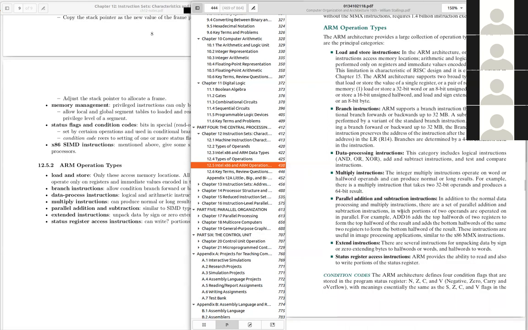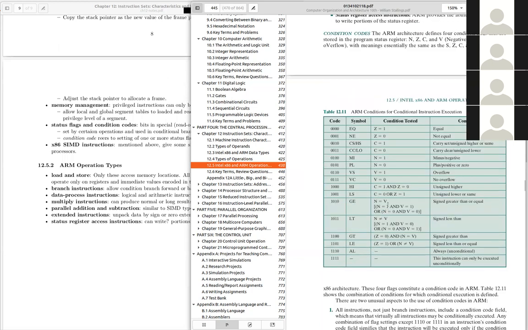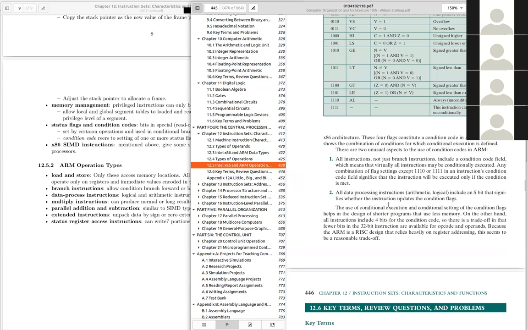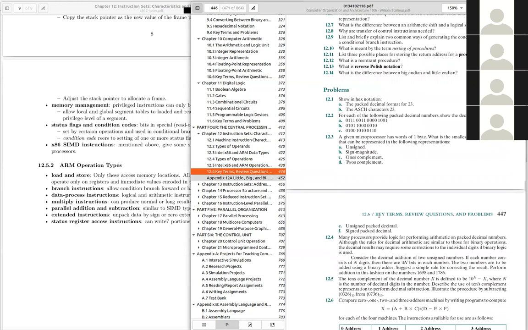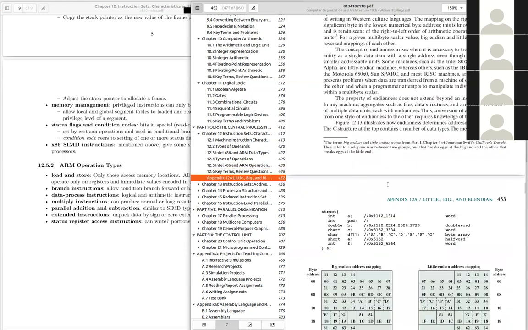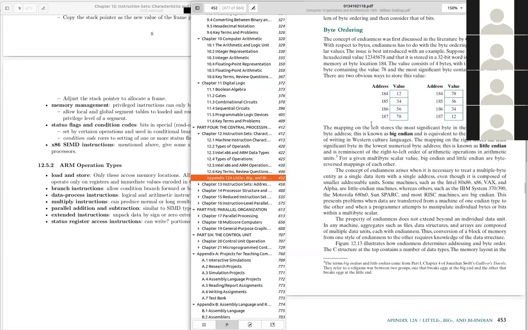So I didn't have a lot to add on about the ARM operation types. It also has condition codes, a lot of similar ones, so Z, zero, and carry, and things like that. And you probably should read through the appendix too, make sure you don't skip over that.